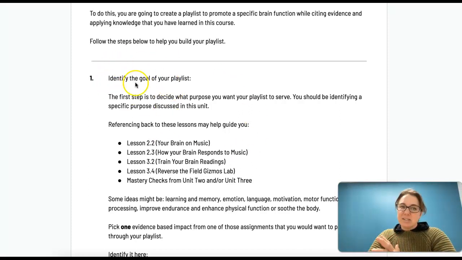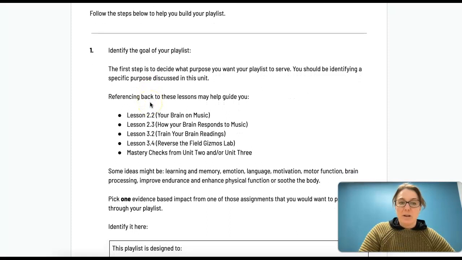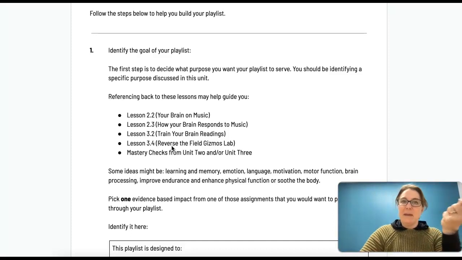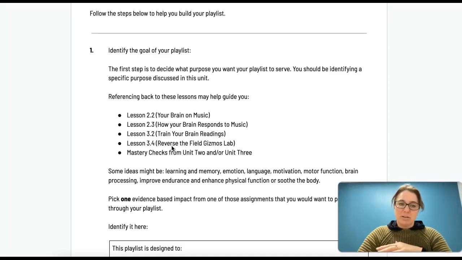So the first thing you're going to do in this project is to identify the goal of your playlist. And what I want you to do, if you need to, is reference back to these specific lessons and look at what evidence you cited, what pieces you learned about how your brain interacts with music and how music can enhance or engage your brain, and pick something from there, citing the evidence of where you're choosing it from, that you're going to use for the goal of your playlist.